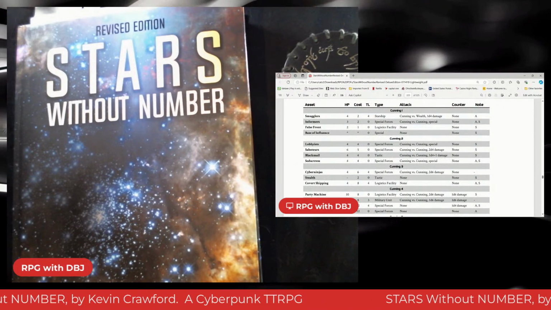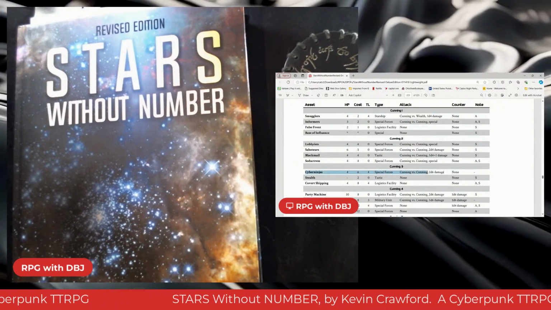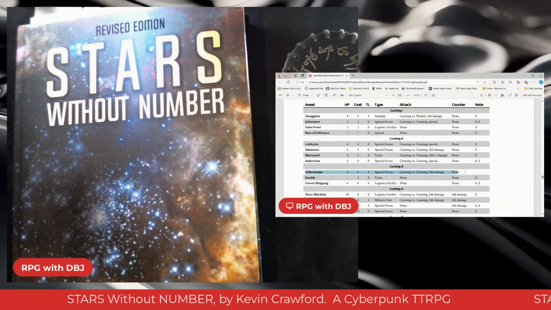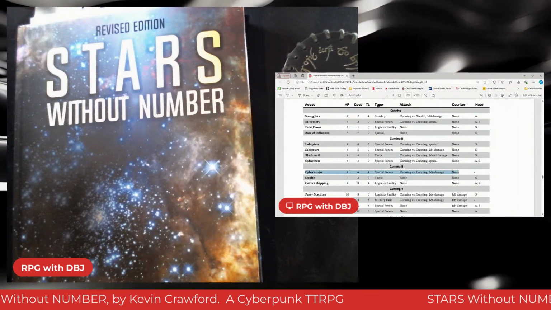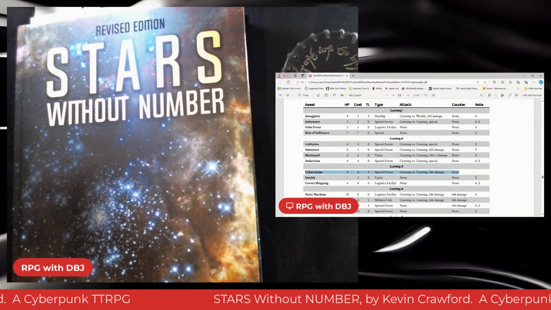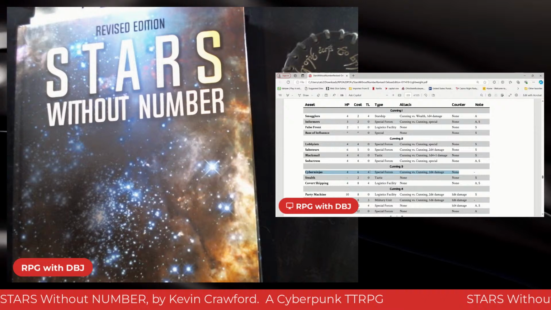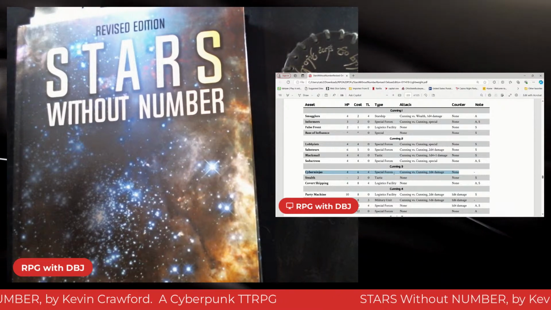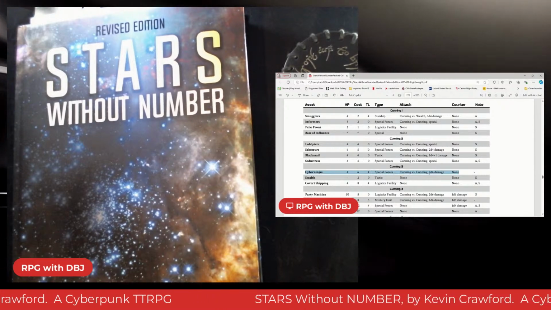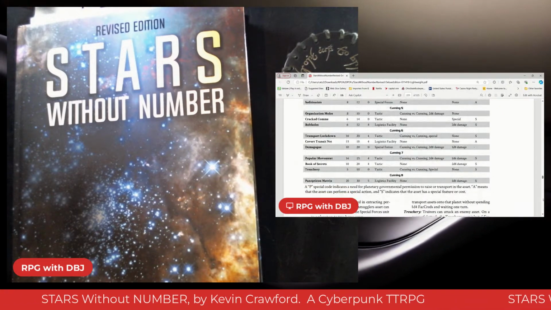Gotta have yourself some cyber ninjas, right? Gotta have yourself some cyber ninjas for an asset. What do they have? 4 hit points. They cost 6 credits or asset points or whatever it is. They are tech level 4. They are special forces, and they use cunning versus cunning and do 2d6 damage to other assets to take out that asset.